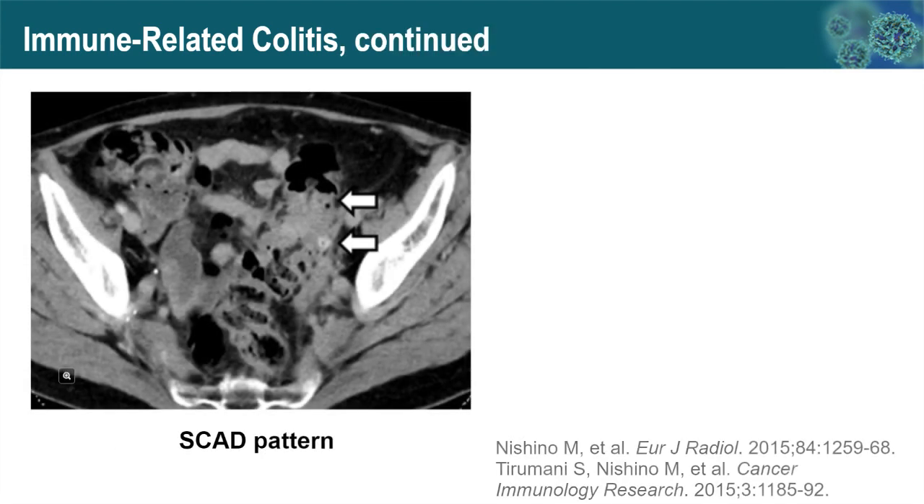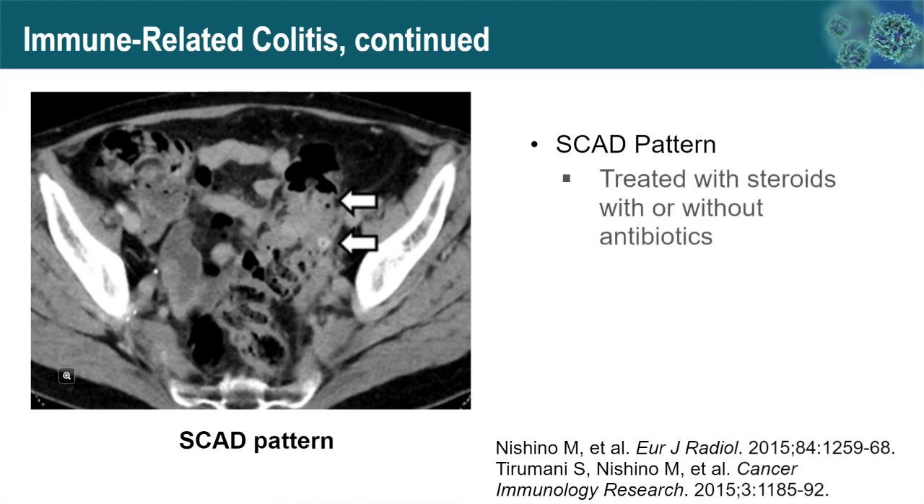Another pattern is segmental colitis associated with diverticulosis, or SCAD pattern, reported from the Dana-Farber group, where you can see underlying diverticulosis and inflammatory changes in the area of underlying diverticulosis with peripheral stranding and wall thickening, just like you see in the setting of diverticulitis, but this is another pattern that is seen less frequently. And these cases are treated with steroids, with and without antibiotics. Diffuse colitis pattern tends to receive steroids alone, while SCAD pattern tends to also receive antibiotics.